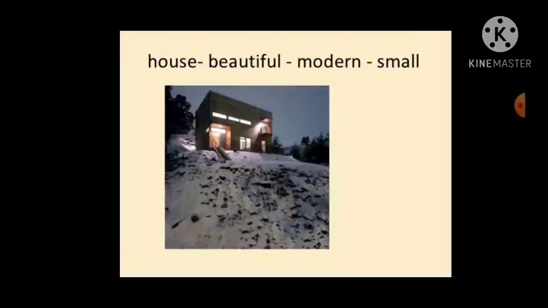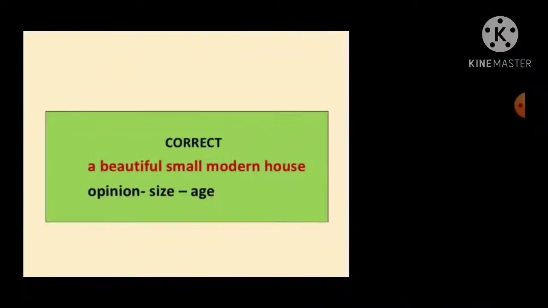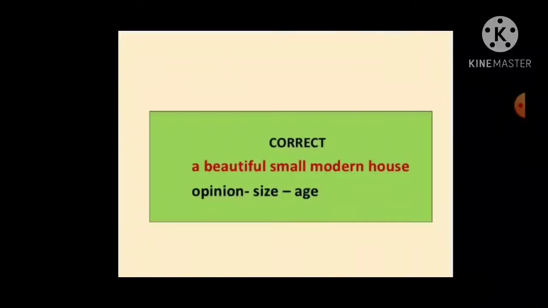Next, house, beautiful, modern, small. House is the noun and the remaining adjectives are beautiful, modern, small, and use them in correct order before the noun house. A beautiful, small, modern house. Beautiful, opinion. Small, of course, size. And next, modern, age.